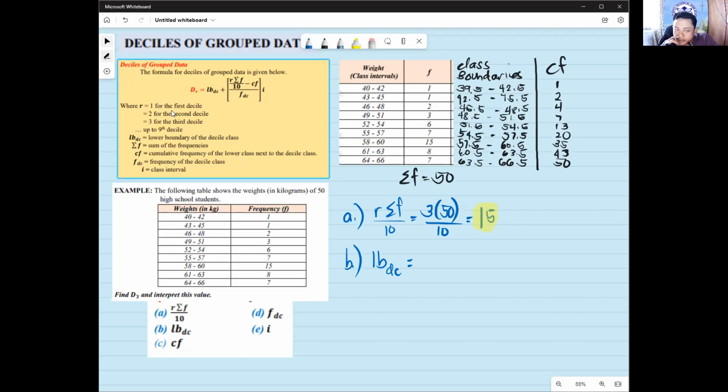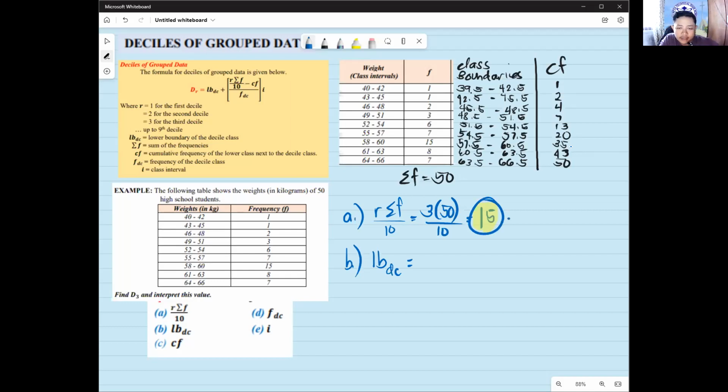May kinalaman dyan yung nakuha nating value with A. The value in A, which is 15, has something to do with this. Your letter A will help you. Okay. One of your classmates says, we need to identify first the decile class by looking at the greater number that we got from A. Very good. Our A is 15, right?